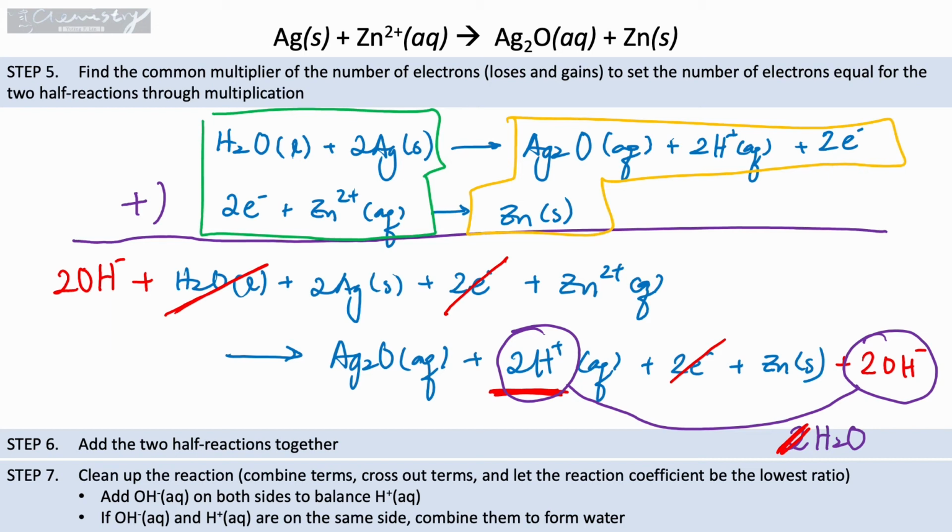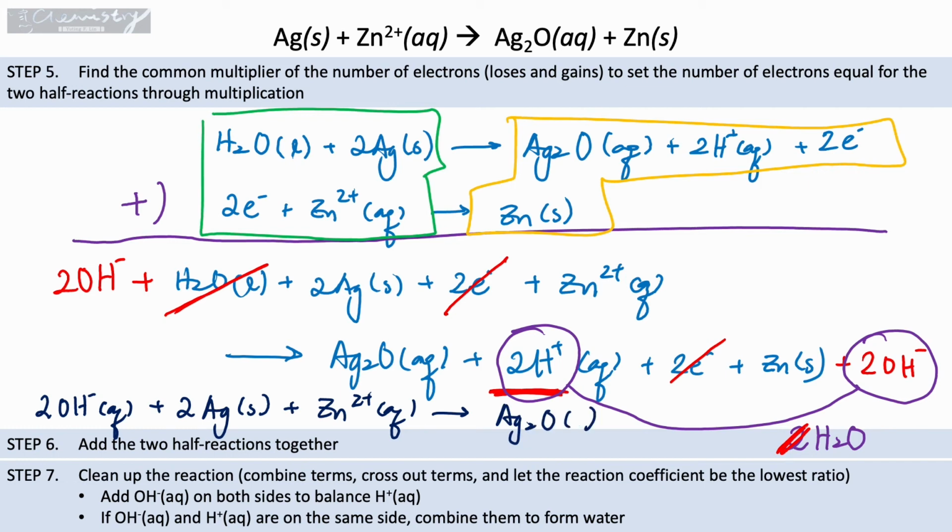With that said, we are then going to add up what we have left together. We have the 2 OH-, and then we have the 2 Ag, the zinc 2 plus ion, and then on the right side we have silver oxide, and then we have zinc metal, and then we have water as a liquid. And this will be our final answer.